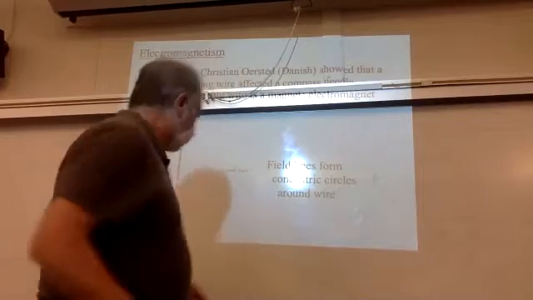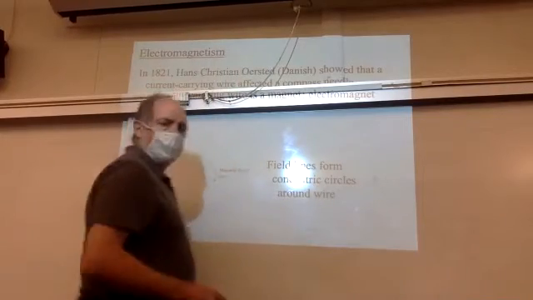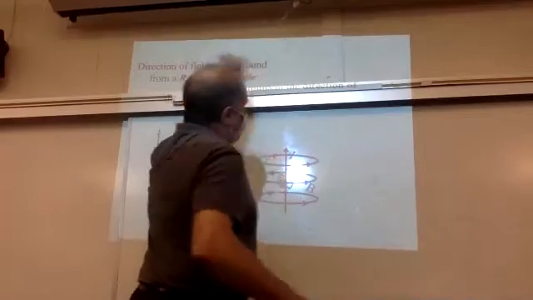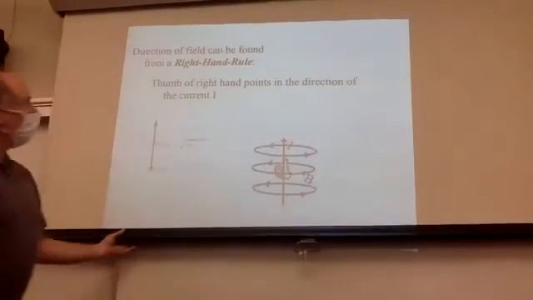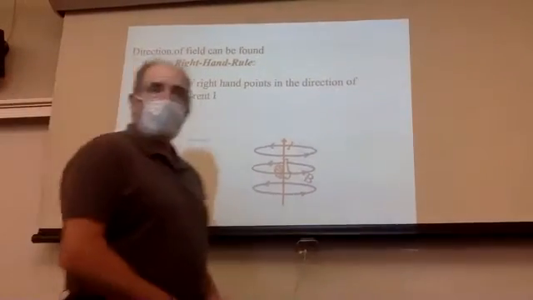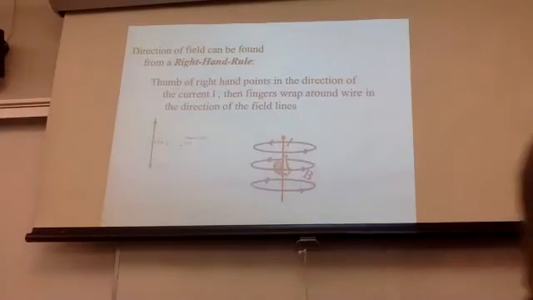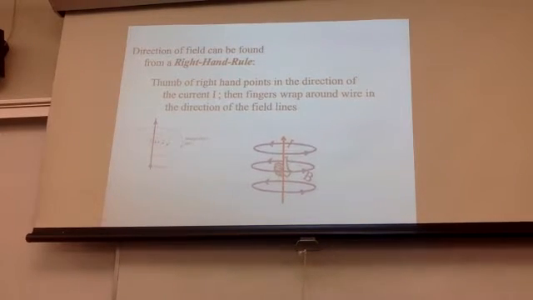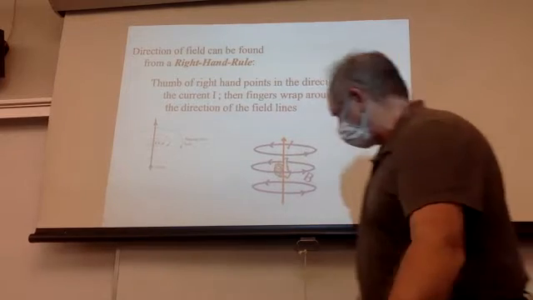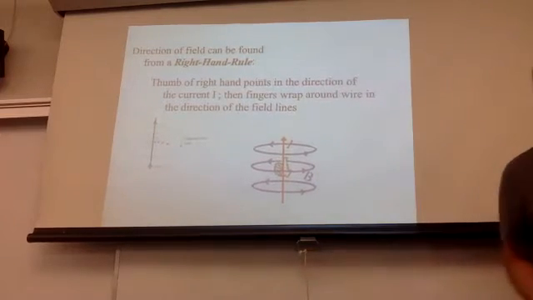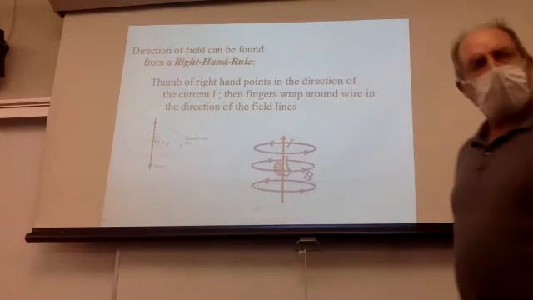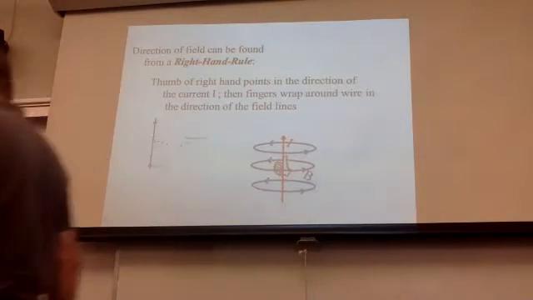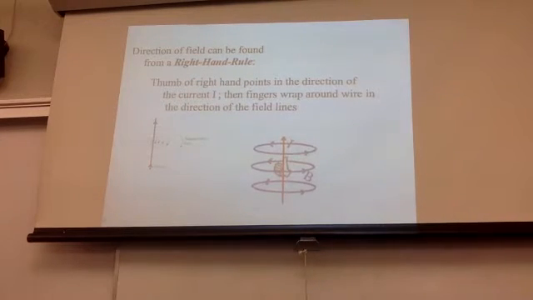So the right-hand rule for this, I actually have this. Thumb of the right hand points in the direction of the current, and then the fingers wrap around the wire in the direction of the magnetic field. That's the right-hand rule for a current-carrying wire. Okay? I don't know who invented it, but whoever did us a favor. It's an easy way to remember.